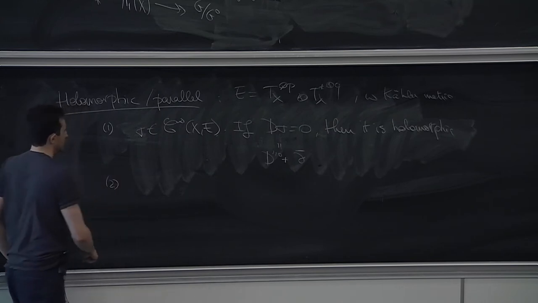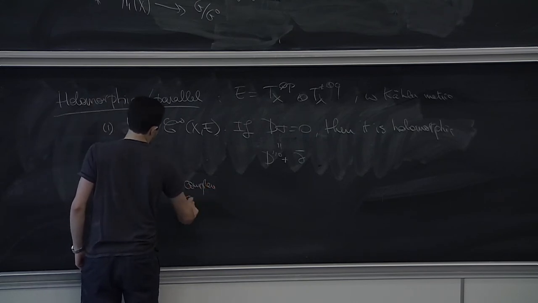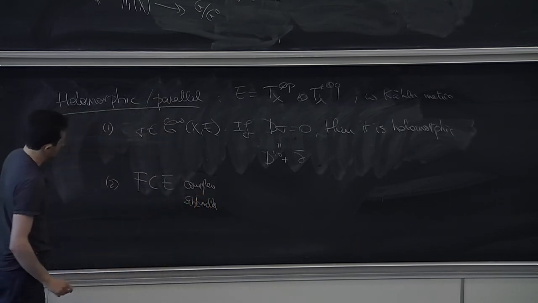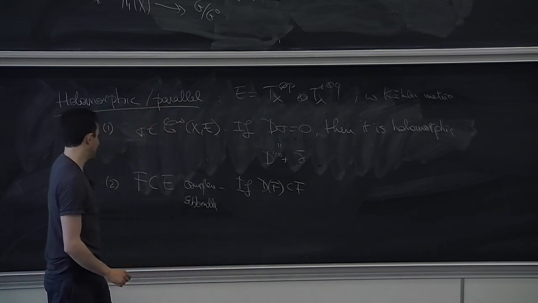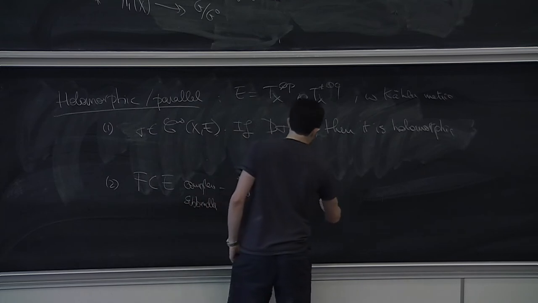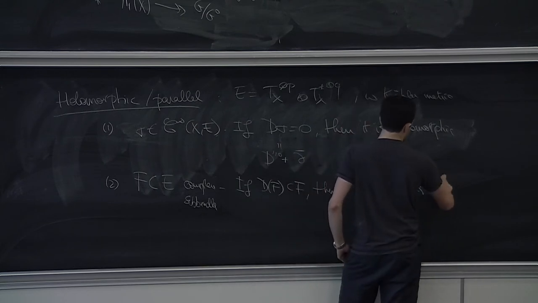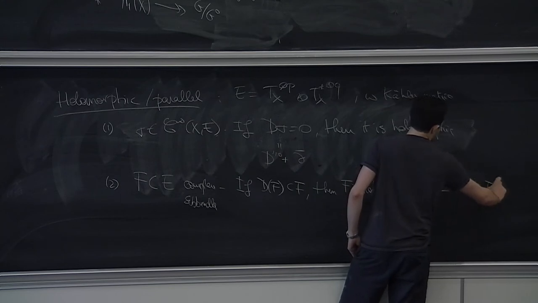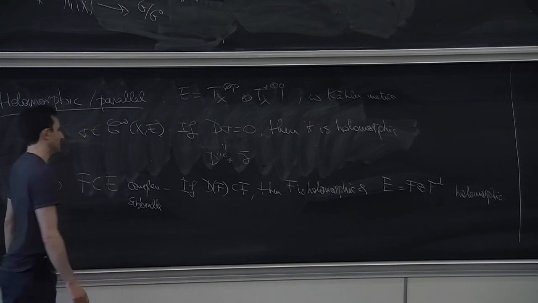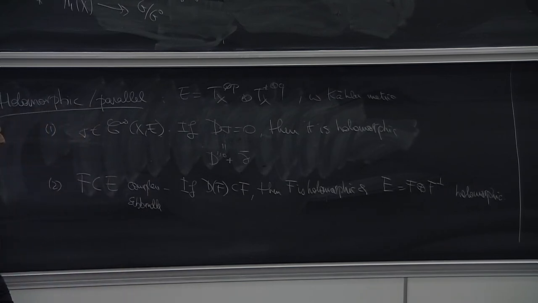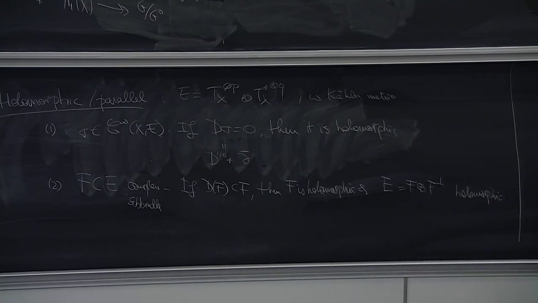And if you play around with the same kind of game, if you have a complex subbundle F that is parallel, so if D of F is included in F, then F is holomorphic, and better than that, we have a direct sum decomposition, E as F plus its orthogonal, which is a holomorphic decomposition. So if you have a parallel subbundle, it's holomorphic and its orthogonal complement is holomorphic as well. And that sum is a holomorphic decomposition of the tangent bundle or of any tensor bundle.